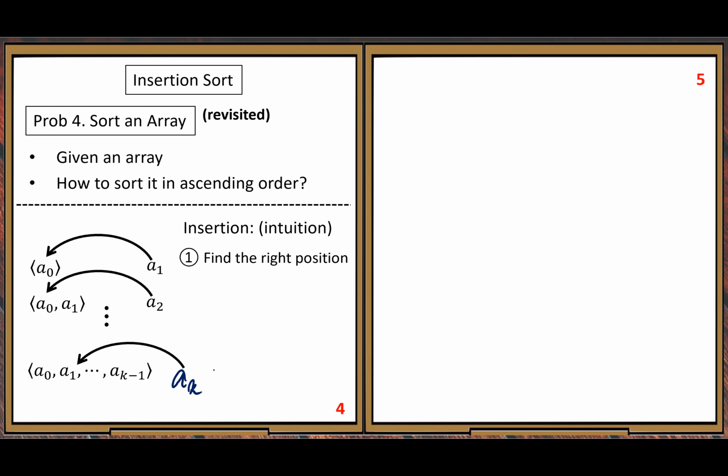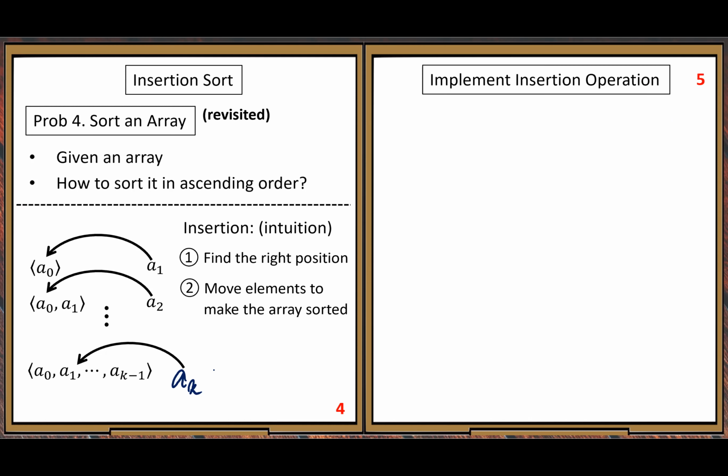Okay, anyway. Step 2, move elements to make the array sorted. Because at this position you need to move some of the elements to make room for the new element. After you put in a new element, there is no room, so you need to make room for it. So you need to move some of the elements. All right, implementation of the insertion operation.